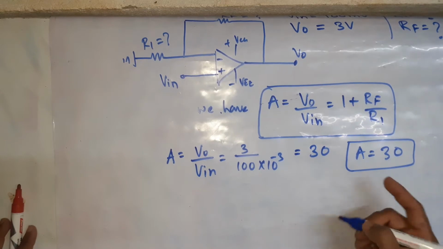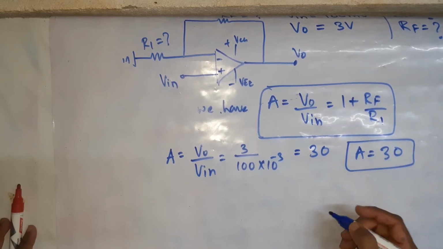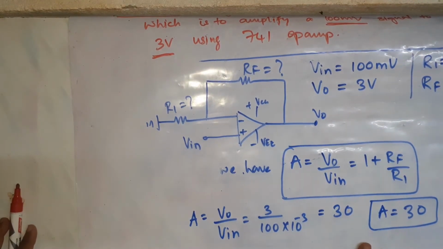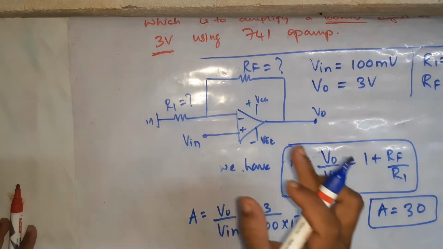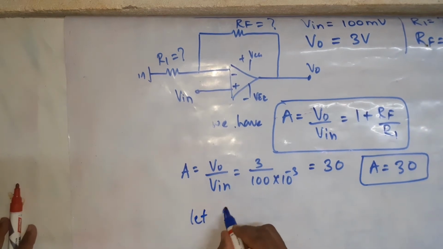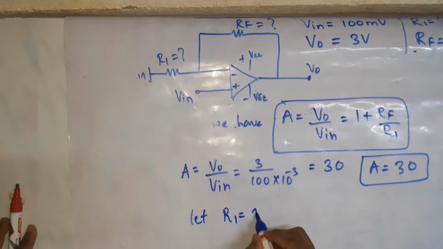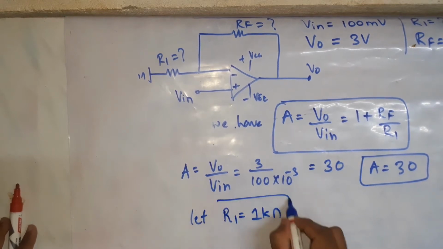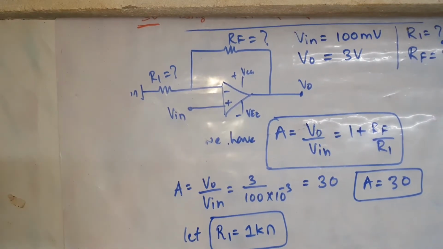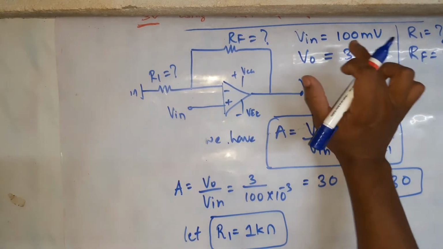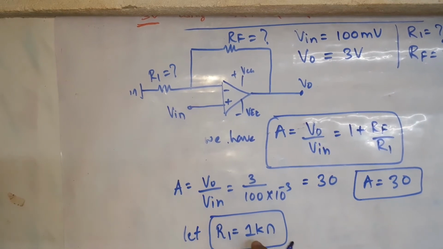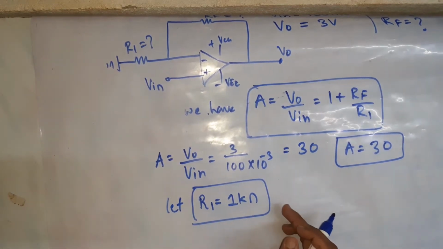Now see here. Among R1 and RF, it's better for you to assume one of the resistances. The better one to assume is R1. See here, how will I do it? Let R1 equal 1 kilo ohm. This is an assumption, because we are free to choose any value. But the only thing is, we should get this output. When we give 100 millivolt, we should get 3 volts output. That is the condition. So if I assume R1 equal to 1 kilo ohm, what should be my RF?